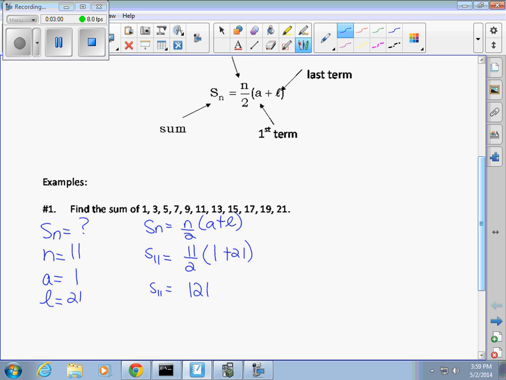Okay? Another way to write this exact same thing is to say n times a plus L all over 2. Because this is being multiplied here, it doesn't matter if you put it all over the 2 or just the n over the 2. You'll get the exact same answer.